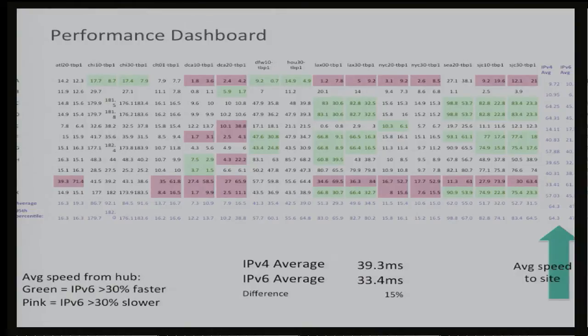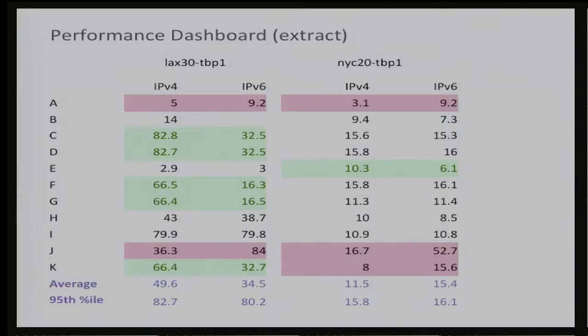Let me zoom in so you can get a better sense for what I'm looking at here. Here I've got one of our LA hubs and a New York City hub, and I've got website A, website B, website C, and so on. You can see that website A is not doing quite as well over IPv6. Website J doesn't look very good over IPv6, but all the rest of them look better over V6 than V4.